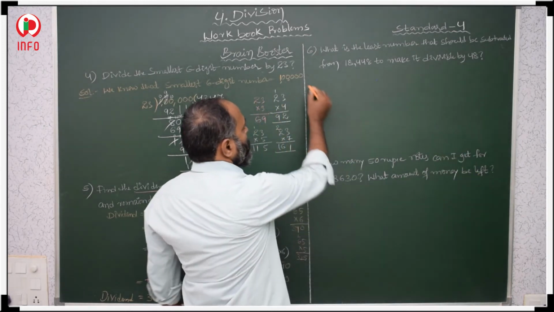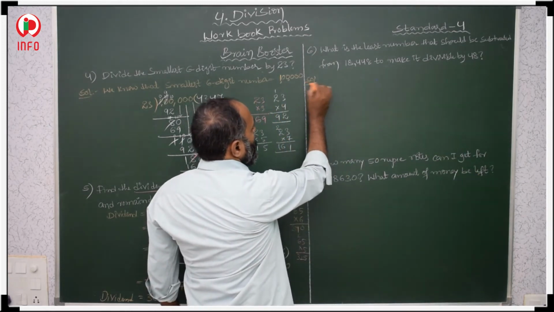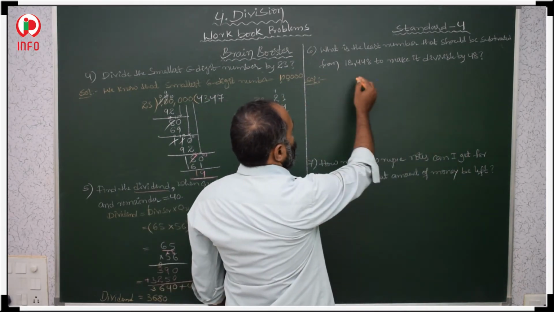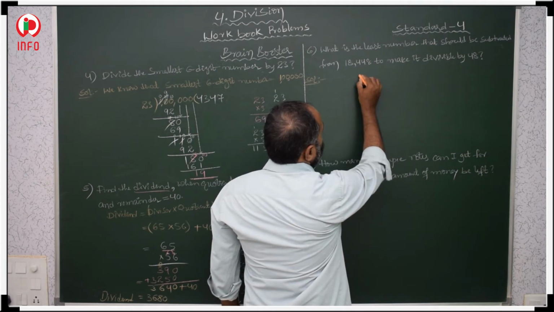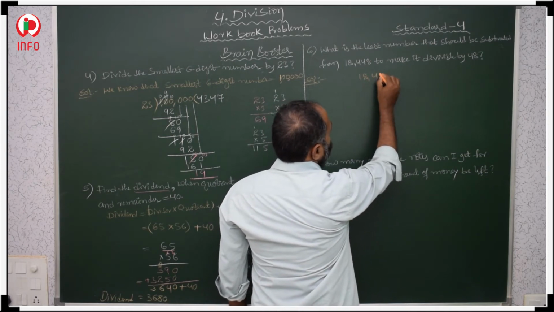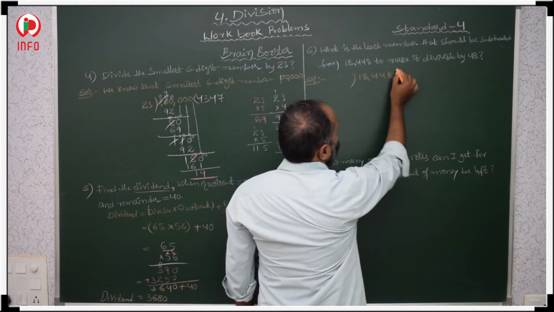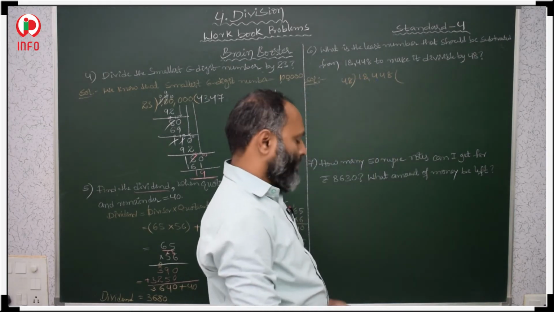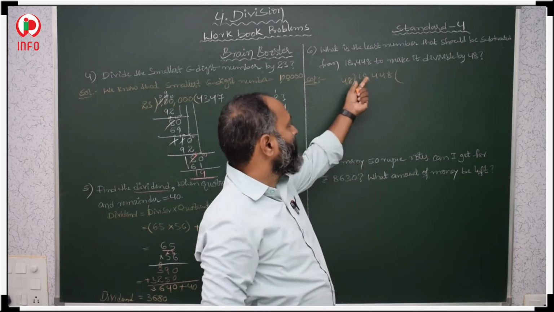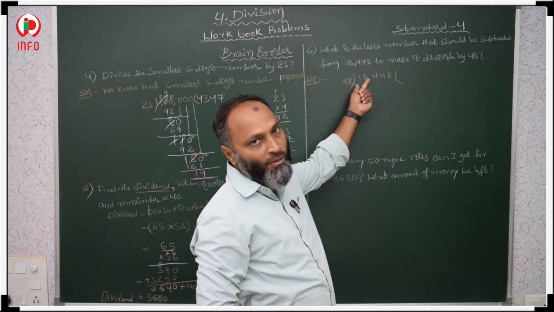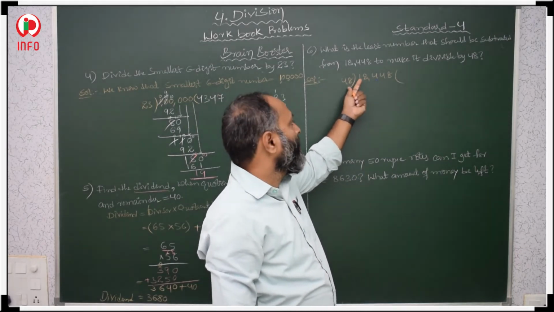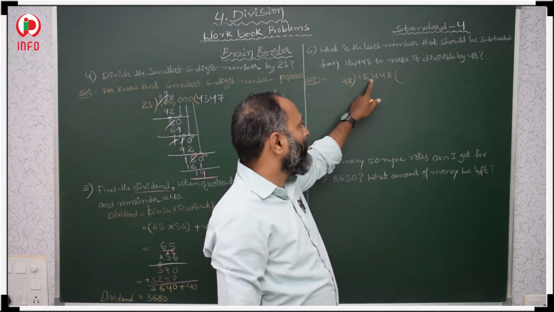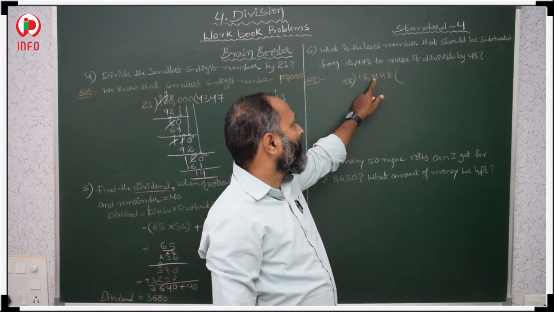Okay. Now, what we have to do? We have to find the remainder first. 18,448 divided by 48. Here we check the starting two digits, 18, and here 48. 18 is less than 48, so we have to take one more digit, 184.